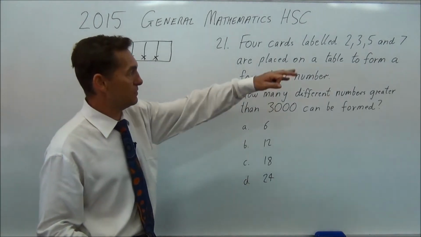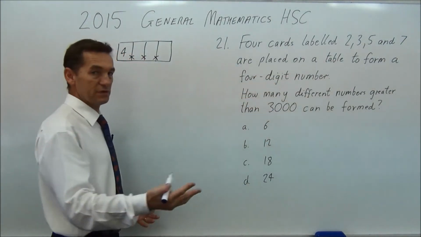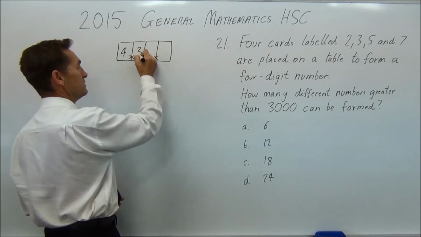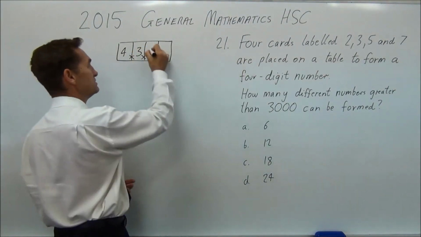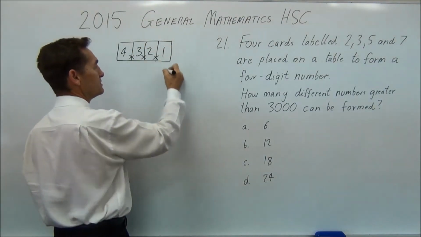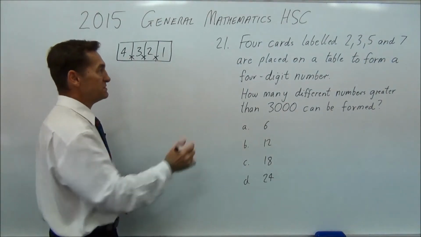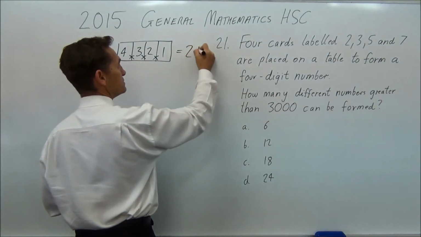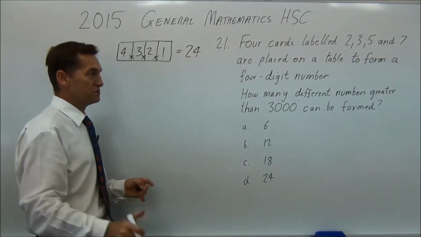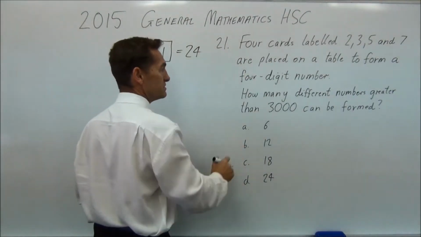Okay, so I've got 4. If we wipe out one, how many have you got left? 3 choices. Take off another one, you've got 2 choices. Take off another one, you've got 1 choice. What's the total number of choices? Well, that equals 24. So we've got 24 choices for all of these numbers.